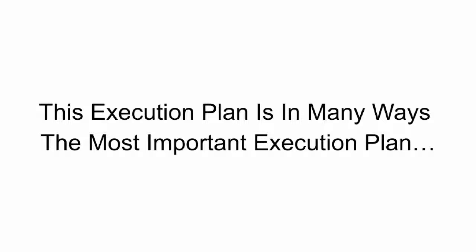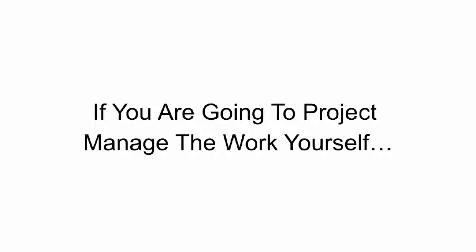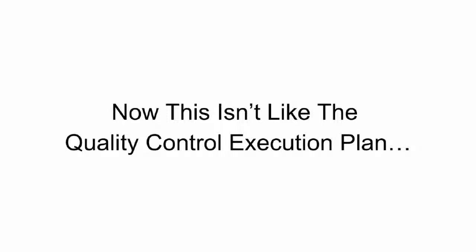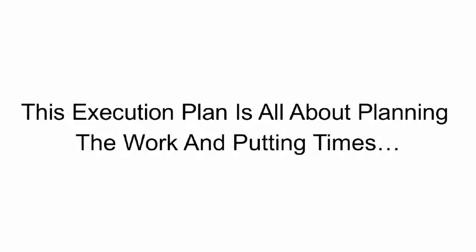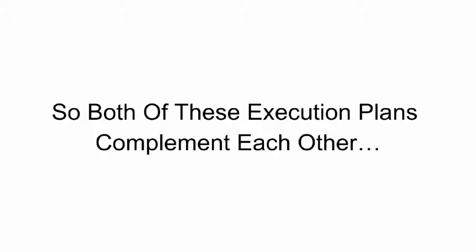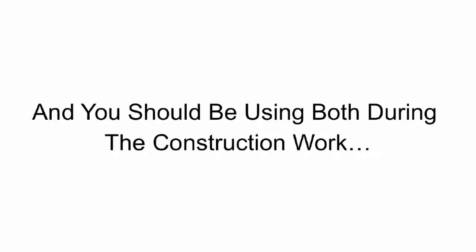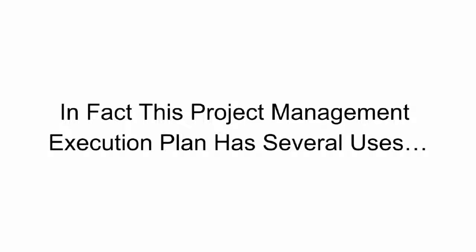This execution plan is in many ways the most important execution plan if you are going to project manage the work yourself. Now, this isn't like the quality control execution plan. That plan is used for actually checking the work itself. This execution plan is all about planning the work and putting times and dates to when bits of work need to be done. So both of these execution plans complement each other, and you should be using both during the construction work. In fact, this project management execution plan has several uses.